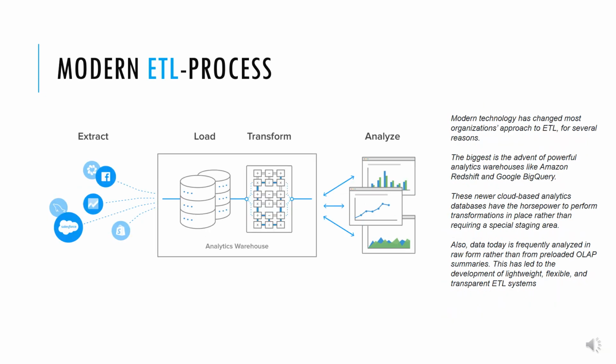But in the modern ETL process, modern technology has changed most organizations' approach to ETL for several reasons. The biggest is the advent of powerful analytics warehouses like Amazon Redshift and Google BigQuery. These newer cloud-based analytics databases have the horsepower to perform transformations in place rather than requiring a special staging area. Also, data today is frequently analyzed in raw form rather than from pre-loaded OLAP summaries. This has led to the development of lightweight, flexible, and transparent ETL systems with processes that look something like this.